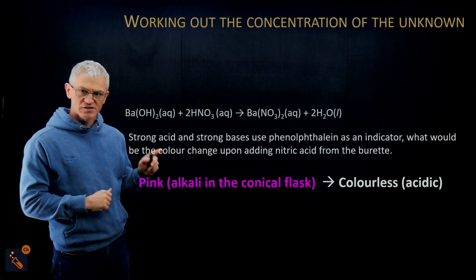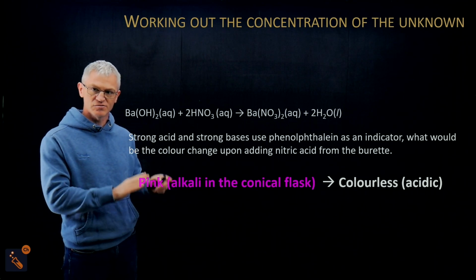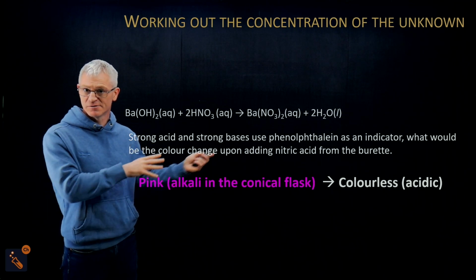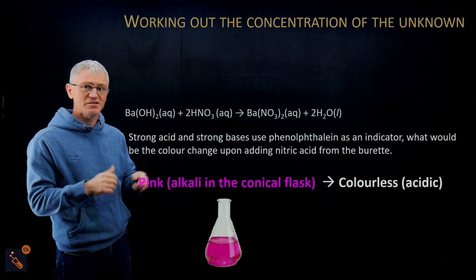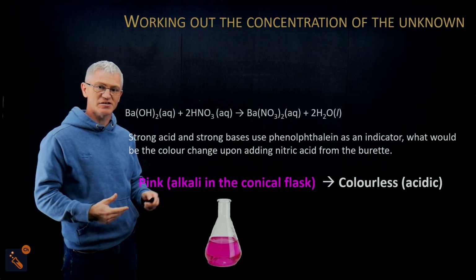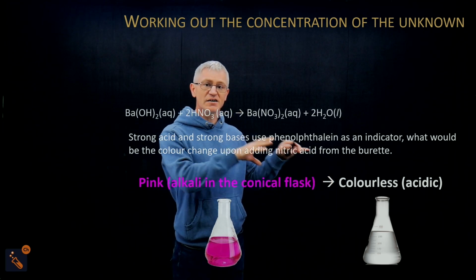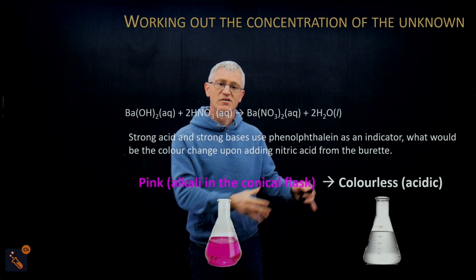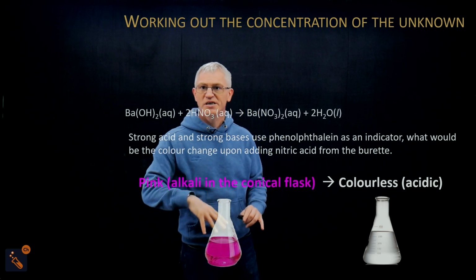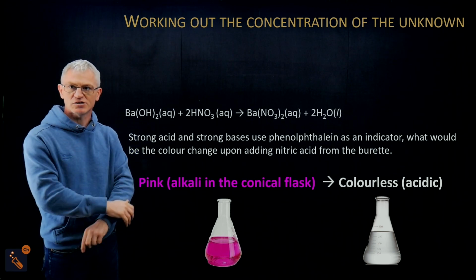It's pink with the alkali in the conical flask. So remember, the alkali in the conical flask will be pink. If it's acid in the conical flask, it will be colourless. So let's imagine we started with the alkali in the conical flask and we're adding the acid. That means our colour change will be pink to colourless. If we were going the other way around and we started in the conical flask with the acid and added the alkali, it would go from colourless to pink. And they change those around as they do it in the exam, so make sure you read the question properly.